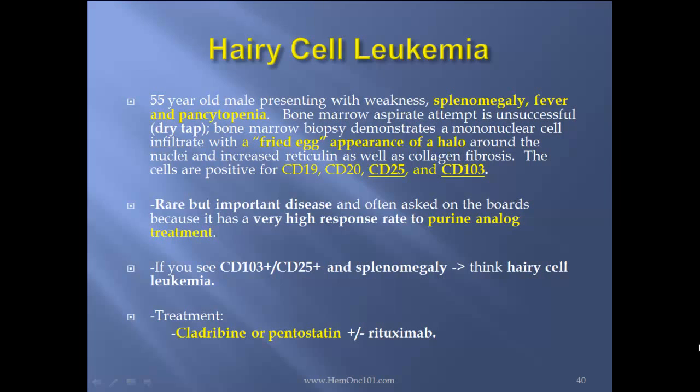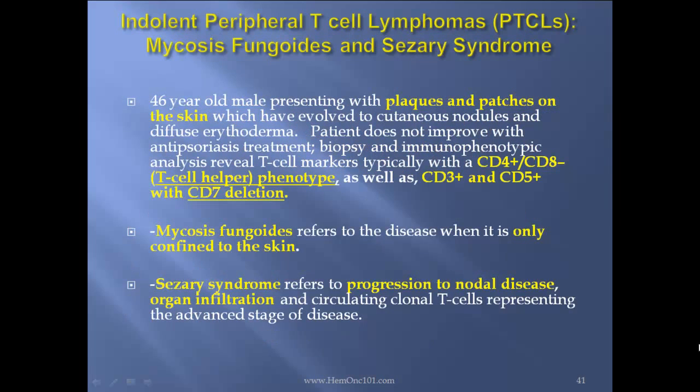Rare but important disease and often asked on the boards because it has a very high response rate to purine analog treatment. If you see CD103 and CD25 in splenomegaly, think hairy cell leukemia. Treatment: cladribine or pentostatin plus or minus rituximab.